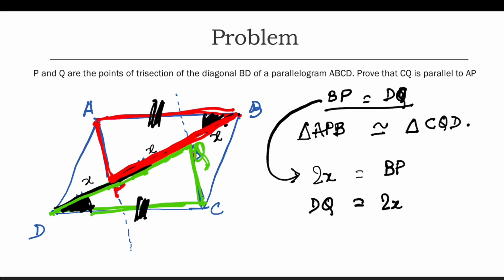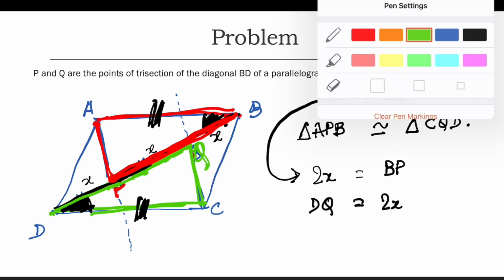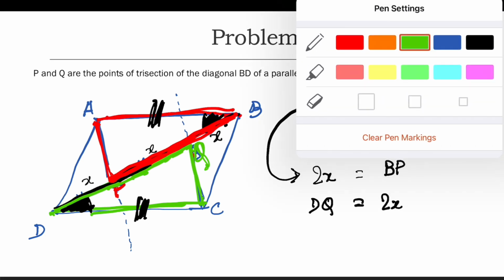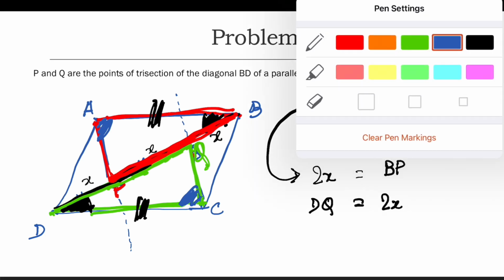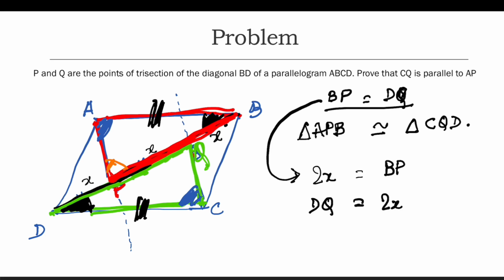So once that is proven, which basically means now that corresponding angles also will be the same. Corresponding angles will be the same means this angle will be equal to this angle, and the second corresponding angle, which is this angle, will be equal to this angle, right? So corresponding angles are the same.